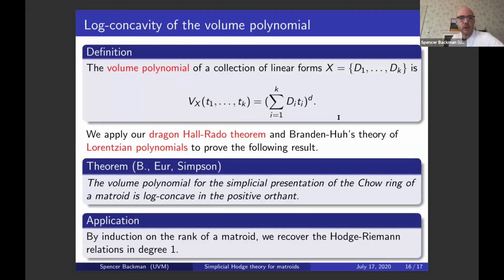I think I'm coming close to the end. So let me say that the volume polynomial is just a certain polynomial associated to linear forms. And we utilize our Dragon-Hall-Rotto theorem and Brändén-Huh's theory of Lorentzian polynomials to prove that the volume polynomial for the simplicial presentation of the Chow ring is log-concave in the positive orthant. And as an application of this, we apply induction and this Hopf theoretic structure on the lattice of flats to recover the Hodge-Riemann relations in degree 1, which themselves imply the log-concavity of the characteristic polynomial. And that's the end of my talk.